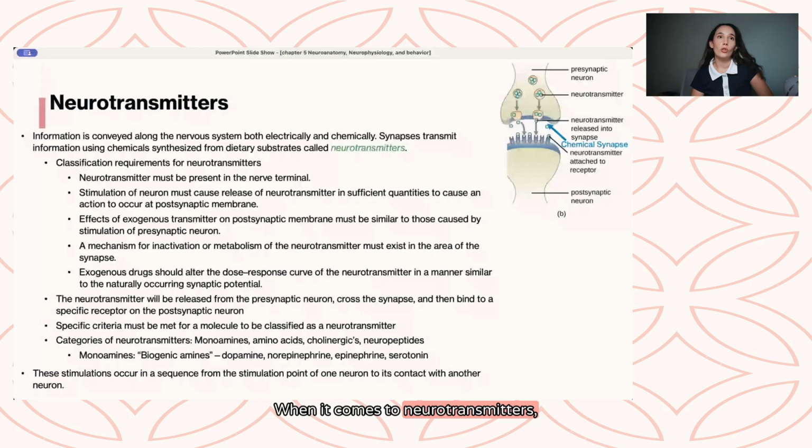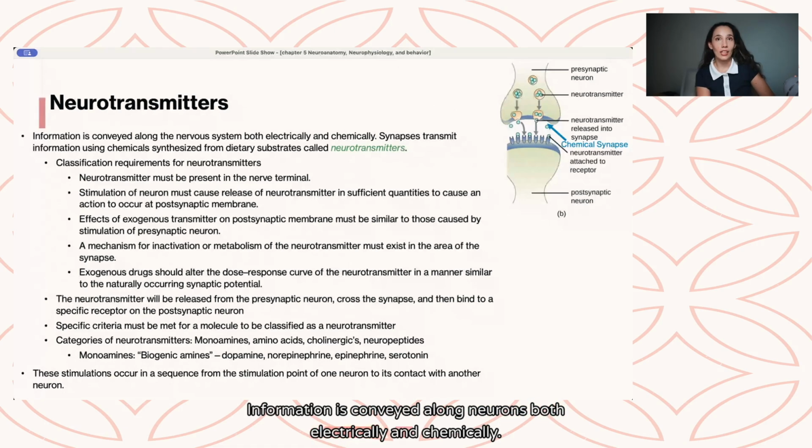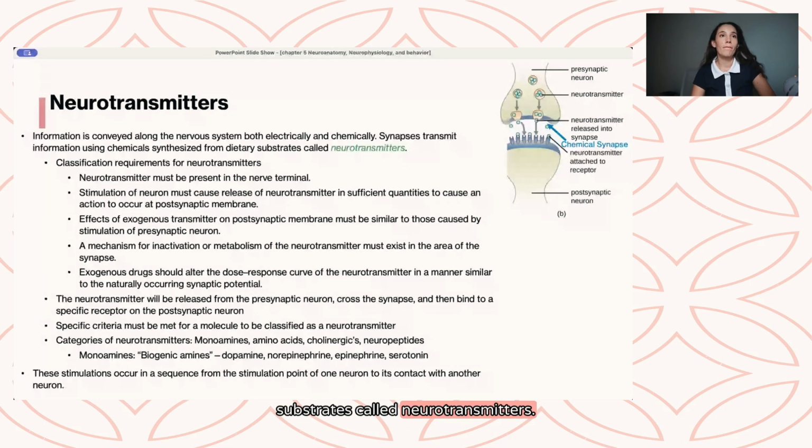When it comes to neurotransmitters, information is conveyed along neurons both electrically and chemically. And when we say chemically, those are the neurotransmitters. Synapses transmit information using chemicals synthesized from dietary substrates called neurotransmitters.